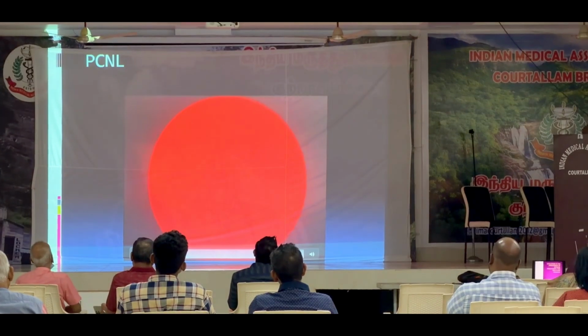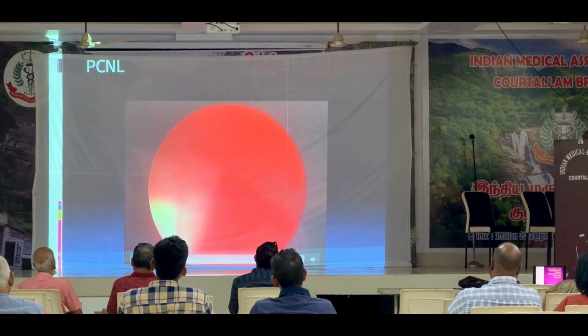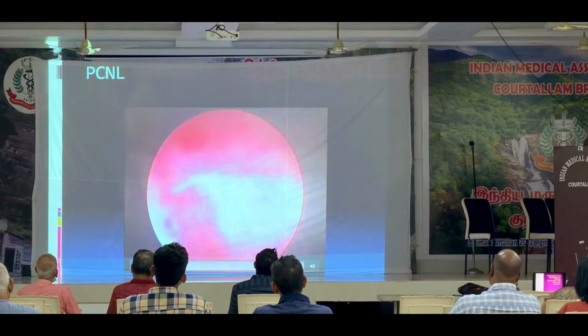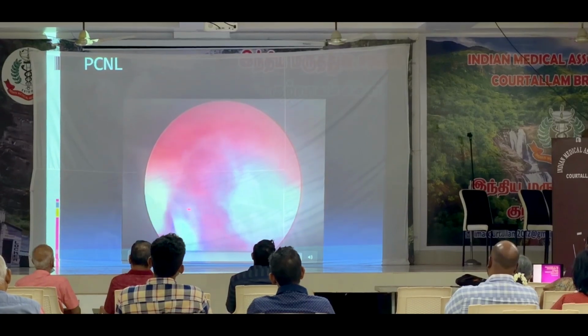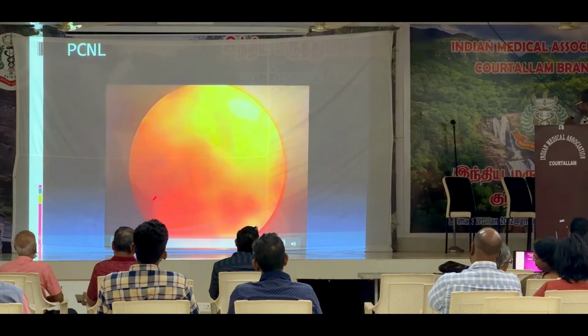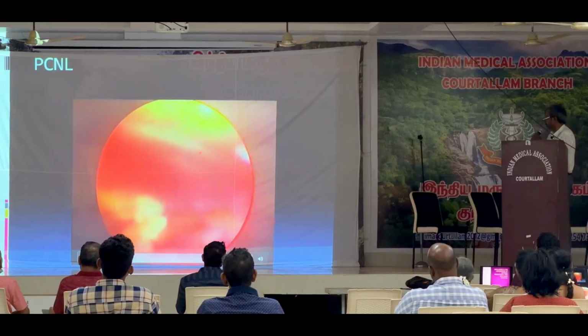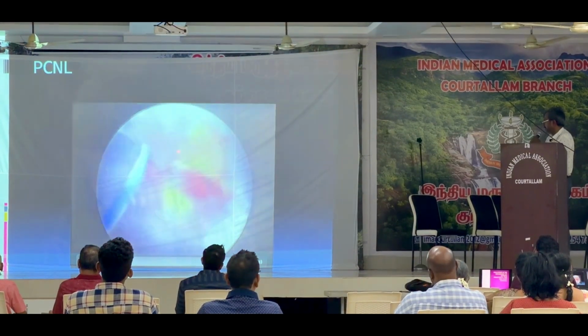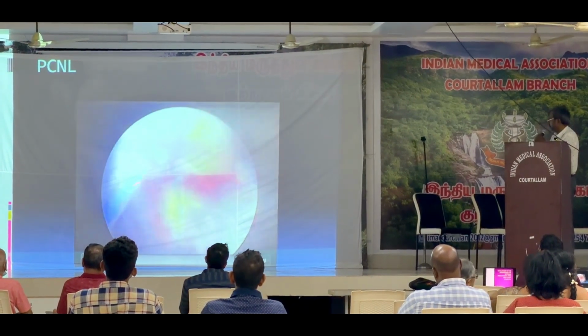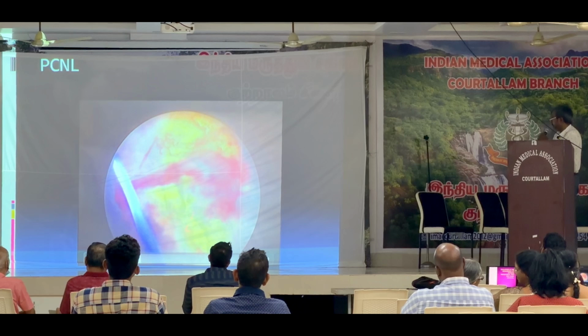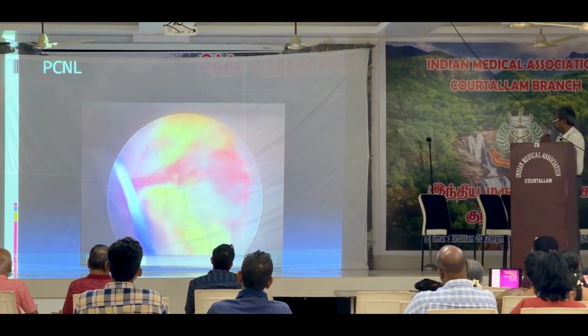Then the ureteric catheter is passed. Then we puncture the kidney with a needle and dilate the tract. This is inside the tract. This is the guide wire. This is the stone, being pulverized with the lithoclast. This is the guide wire. This is the stone which has been broken.